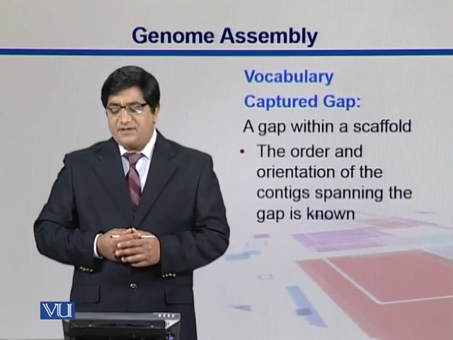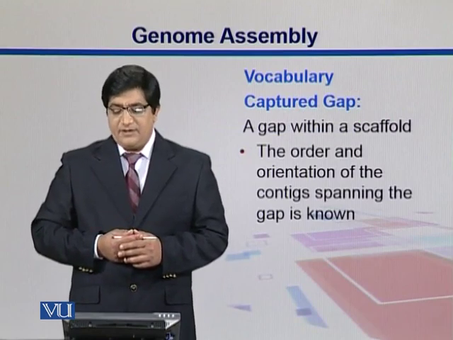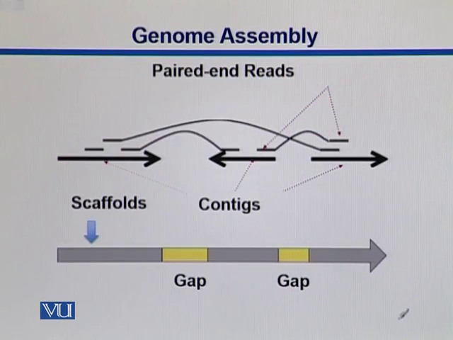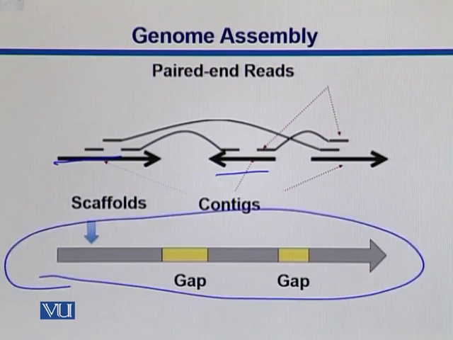A captured gap is a gap within a scaffold. The order and orientation of the contigs is known. Here we see it again. We have those contigs up there, and contigs are put together into this whole thing, which is a scaffold. Between those contigs, we have those gaps, as we have seen, a large number of Ns in between. So these are the captured gaps.